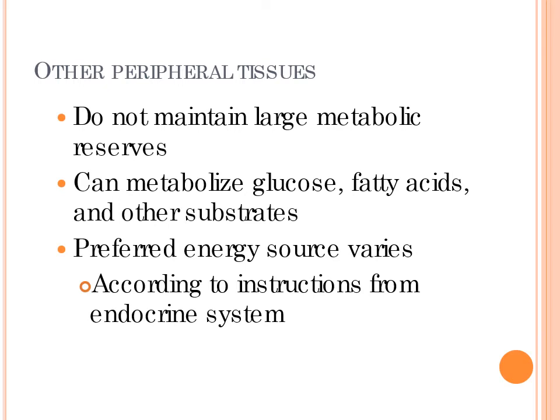Other peripheral tissues that require energy also do not maintain large reserves, but they do have the ability to metabolize glucose, fatty acids, and some other substrates, unlike neural tissue, which only metabolizes glucose. Their preferred energy source varies from tissue to tissue, and generally they are under the control of the endocrine system.